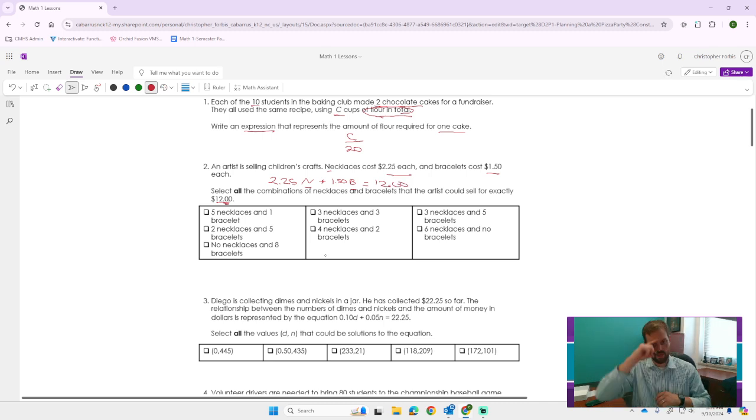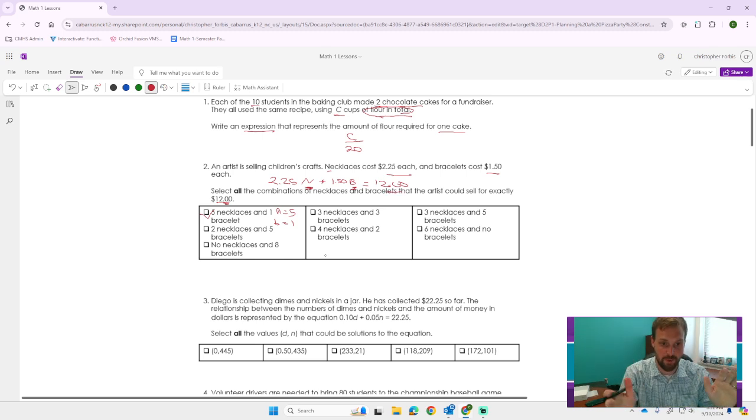Now here's where I could write down a lot, but I'm not. I'm going to let you pause and try this on your own because it's going to become very repetitive really quick. It wants to know all of the values that could work. This is just understanding what it means in the context of the problem. For instance, if I say 5 necklaces and 1 bracelet, I'm saying N equals 5 and B equals 1. So plug that in for N, plug that in for B, and then see if it equals 12.